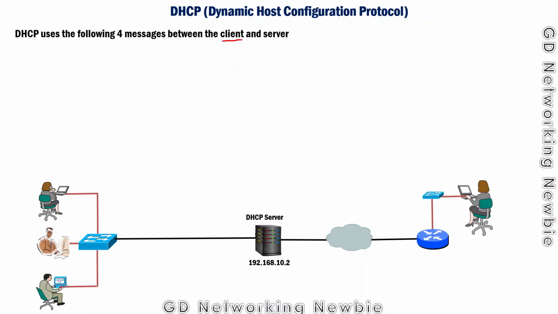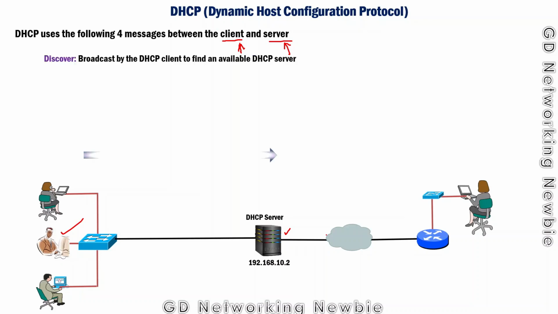So the client who's requesting the IP address is the client, and the one who's offering the services, or giving the IP address, that is the server. So in this case, for example, any one of them can be a client, and this is the server. Now these four messages follow.